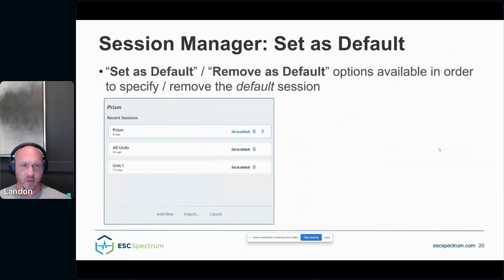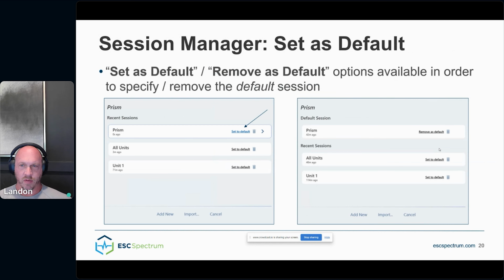You can set as default, so there's a hyperlink here for each session to set it as default. Once you do that, you can see this now set as our default. So anytime we launch Prism from the Start menu, wherever, it's going to go directly to that session, which is handy if you really only connect to one instance.